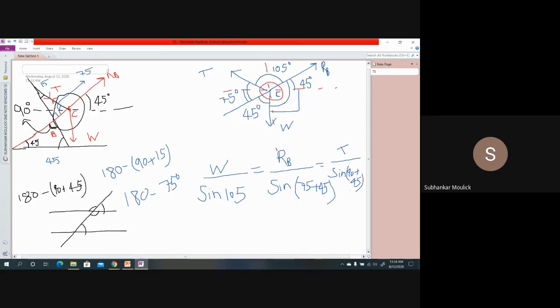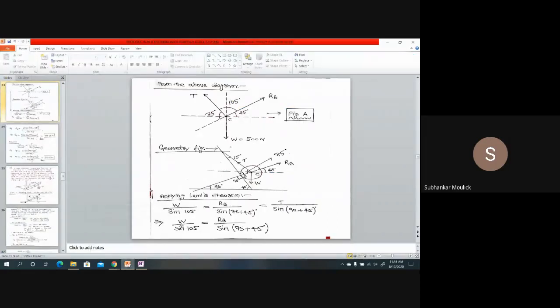How did I apply Lami's theorem, how did I write the angles: W upon sine 105 divided by RB upon sine of 75 plus 45 equal to T, tension T, divided by sine of 90 plus 45. Is it clear? So this is that expression: W upon sine of 105 equal to RB upon sine of 75 plus 45 equal to T divided by sine of 90 plus 45.